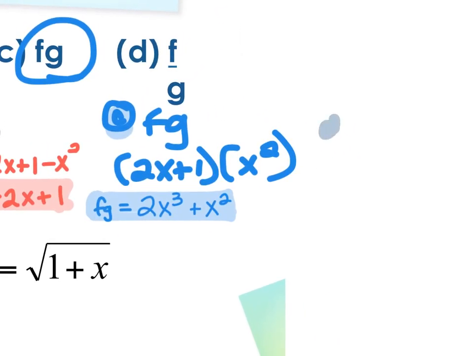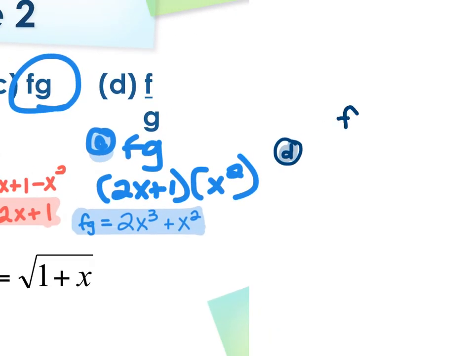And then D is f over g. So I put 2x plus 1 over x squared. And again, see if you can simplify it. Can I cancel something from all three spots? No, so it stays that way.